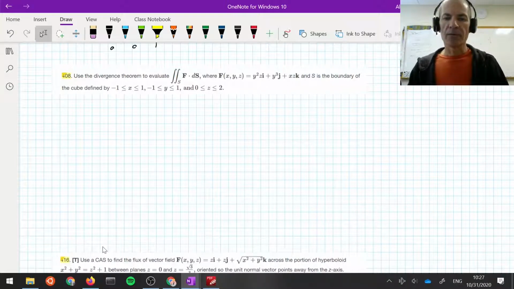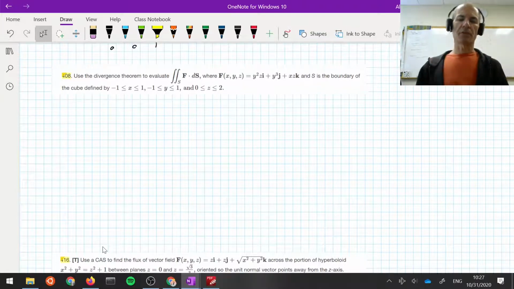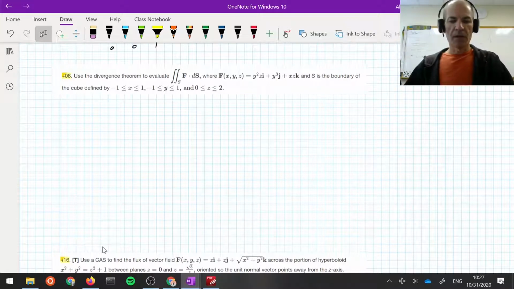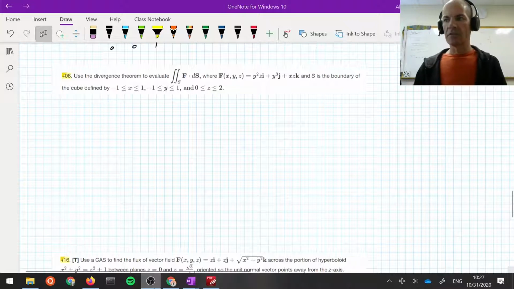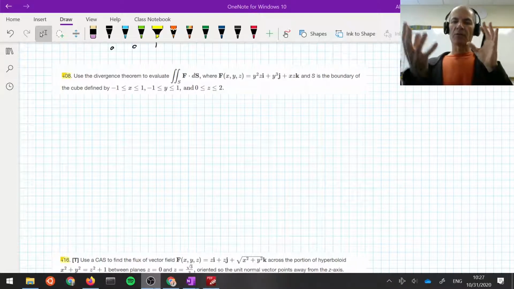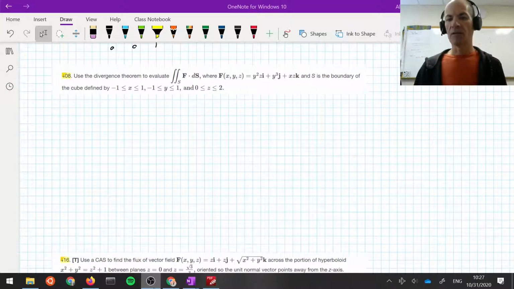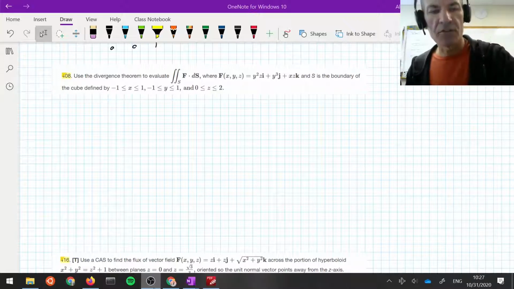In 408, we've got a cube, but it's the same deal. We want to compute the surface integral over this cube. This would be a challenging surface integral because you have all 6 faces of the cube and you'd have to do 6 surface integrals, albeit those integrals would be relatively straightforward. Let's use the divergence theorem.